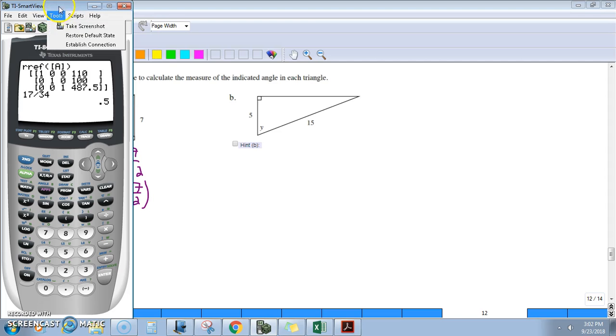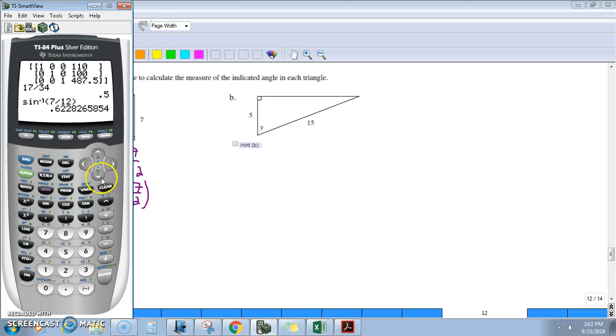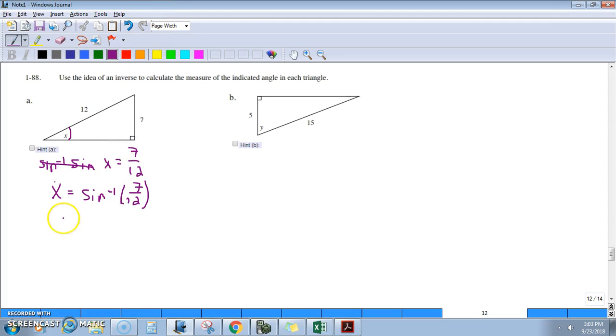Okay. So what does that look like? It looks like the second sine, parenthesis, 7 over 12. And we get, let me just make sure I'm in radian mode, so I want degree mode. It might make a little bit more sense. And second, enter. 35.68, was it 7 over 12? Yep. So x is approximately 35.7.